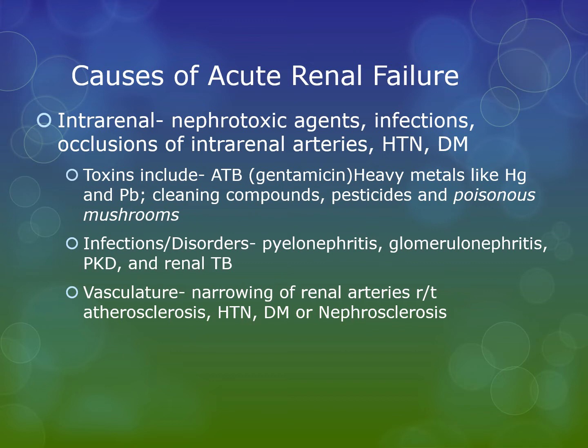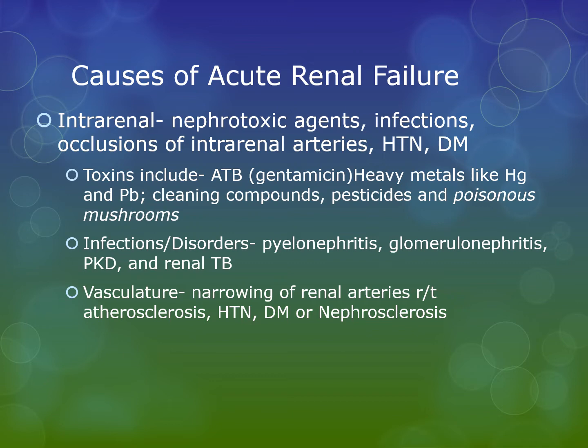PKD, that's the polycystic kidney disease, the one where it's a genetic disease that replaces normal renal tissue with cysts. And then renal TB. We always think of TB as a lung thing, but when TB is permitted to go systemic in the body, it has an affinity for renal tissue and it likes to destroy it. And then anything that causes an occlusion of the intrarenal arteries. So here we are with blood flow again, but instead of being pre-renal, this is within the kidney. So narrowing of the renal arteries because of strictures or atherosclerosis, those fat buildups.